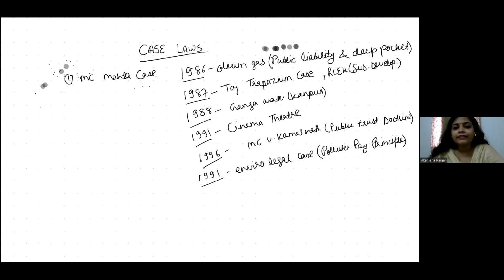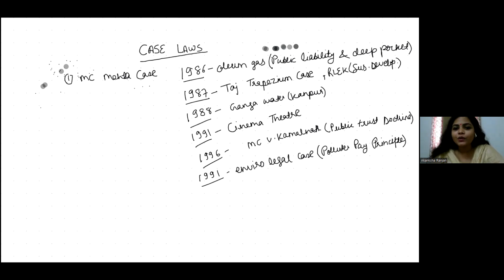There are many cases with the name MC Mehta. So in the examinations, there are different years given, different names given, different principles given, and you have to answer. There can be two different MC Mehta cases with two different years. You have to identify which MC Mehta case they are referring to. So this is the list. This is something which will make the task easier.